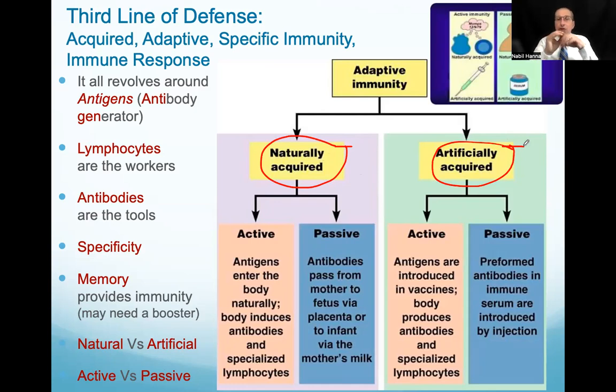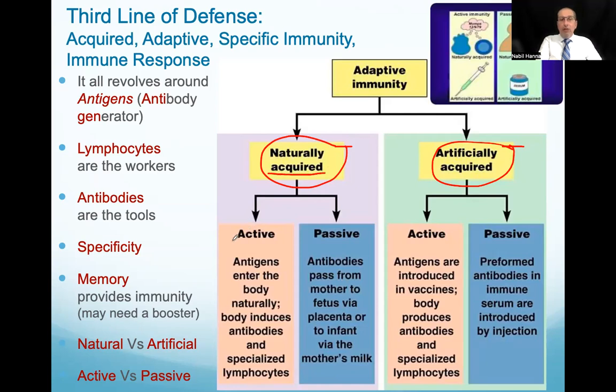And a major question we need to ask in any type of immunity is, did you synthesize and make the antibodies, or did you just receive them? Because if you make the antibodies yourself, then your immunity is active. But if you receive pre-made antibodies, then your immunity is passive. So the naturally acquired immunity can be active or passive.